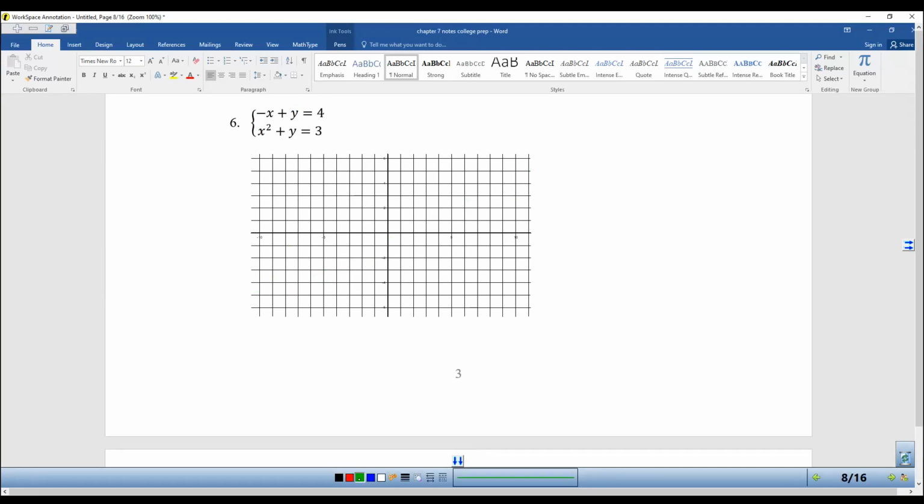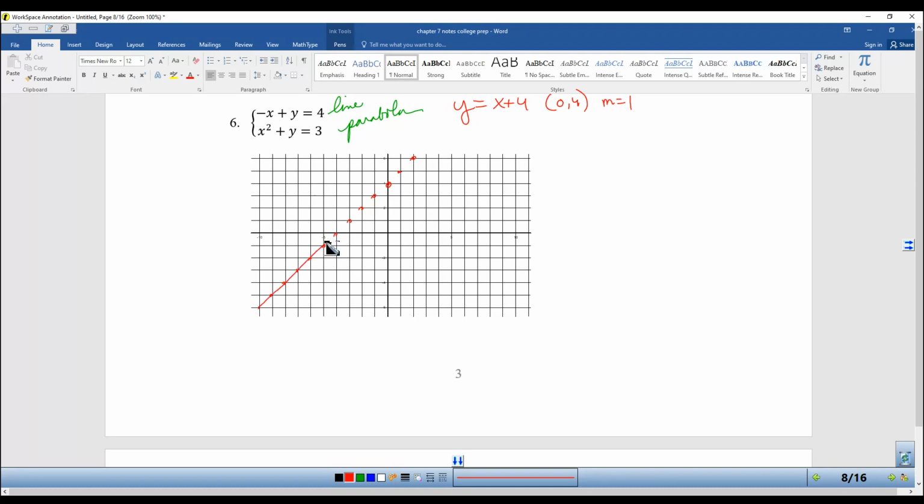Number 6. By the way, if you're still watching this video, you should really try this one on your own. This is a line and a parabola. This line is going to be y is equal to x plus 4. Its y-intercept is 0, 4. Its slope is 1. And so it looks like this.